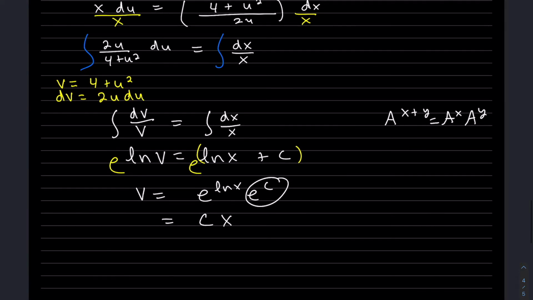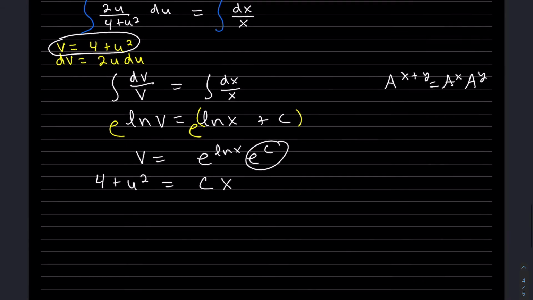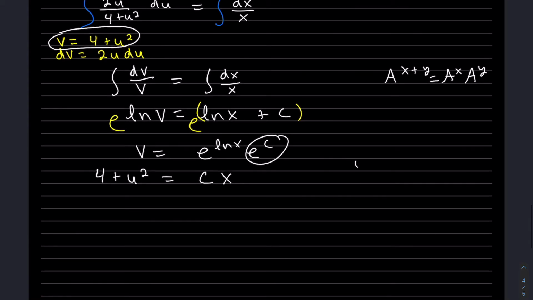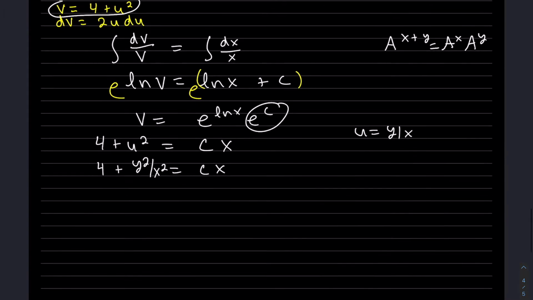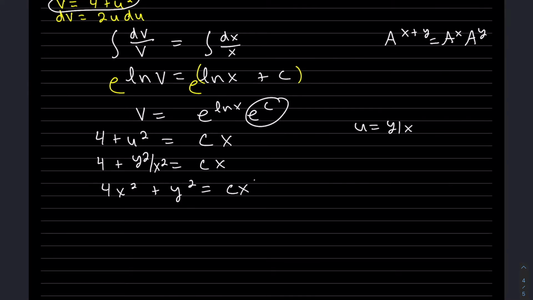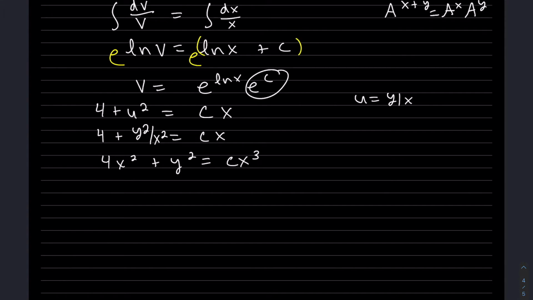V, we've got to back substitute, is... remember u is y over x. So we've got to square that. Clear our fraction. And I think we're good there. This is our general solution.